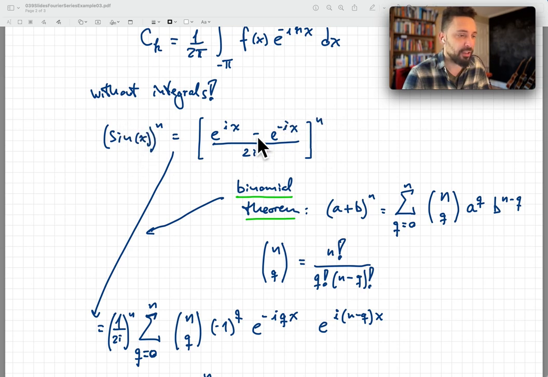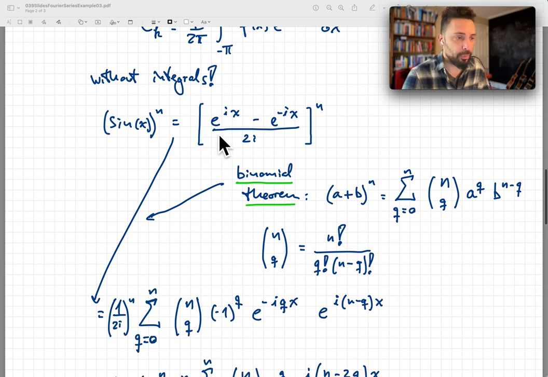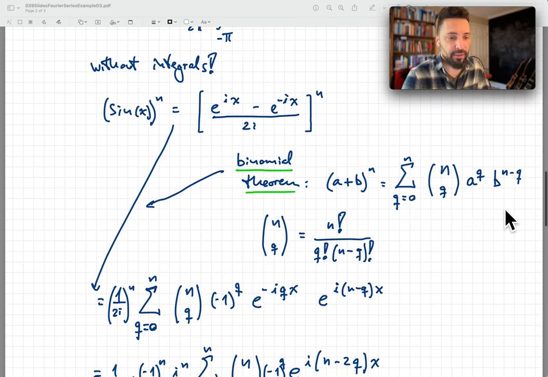In other words, the sine of x is this combination inside here, which is something we saw in a previous video, and you should go check it out. The video on Euler's formula contains these expressions. And the binomial theorem tells us that when you have the sum of two terms elevated to the nth power, you can write that as this sum in this way. So a plus b to the nth power is the sum from q equals 0 to n of the combinatorial coefficient n q, which is given by this formula here, times a to the q, b to the n minus q.